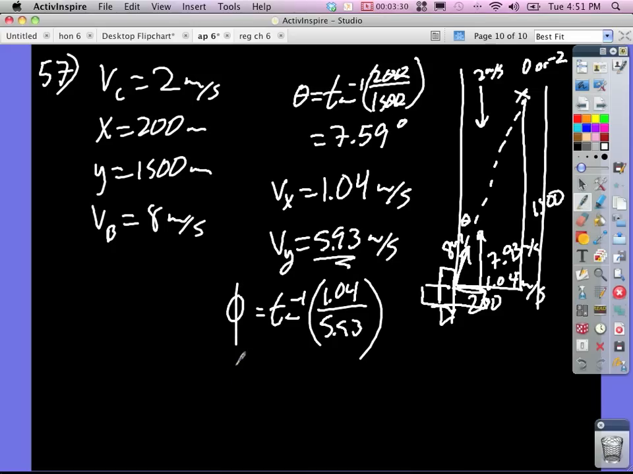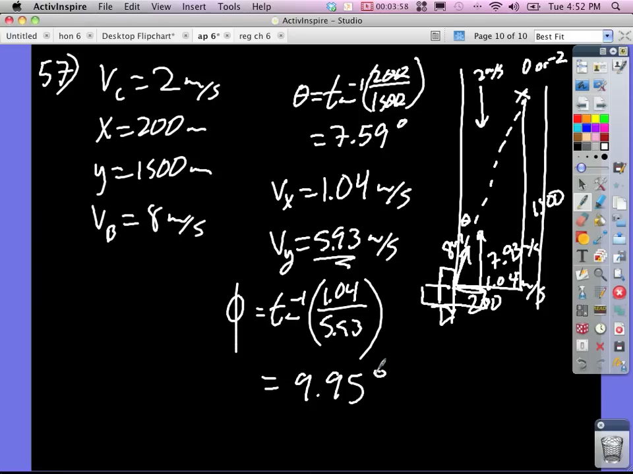Maybe I shouldn't use theta. Let me use phi. And phi is the angle at which the boat is going to go with respect to the dock. So inverse tangent of 1.04 divided by 7.93. Oh, just kidding. Not 7.93, but in fact 5.93. And I get 9.95 degrees. So pretty close to 10 degrees.